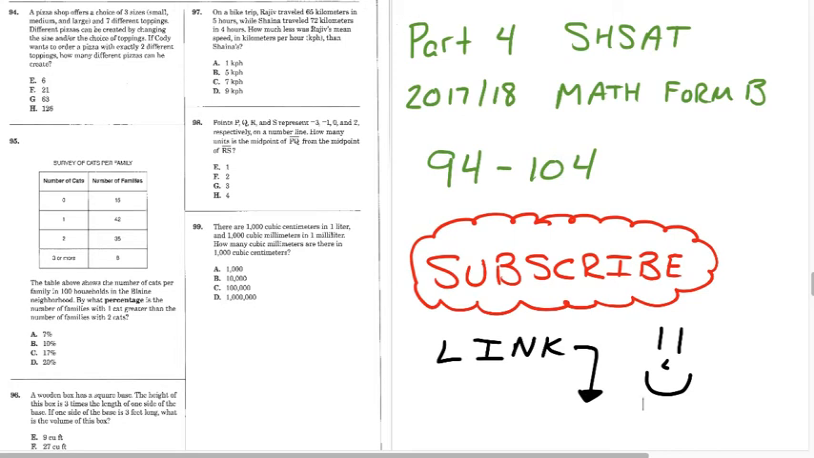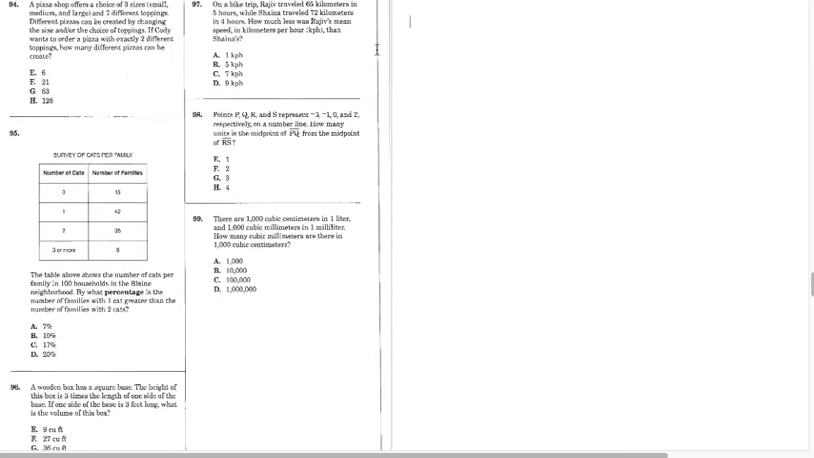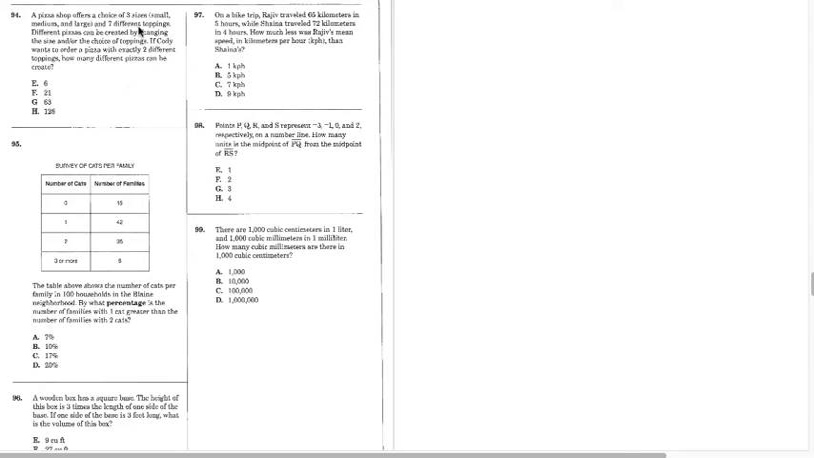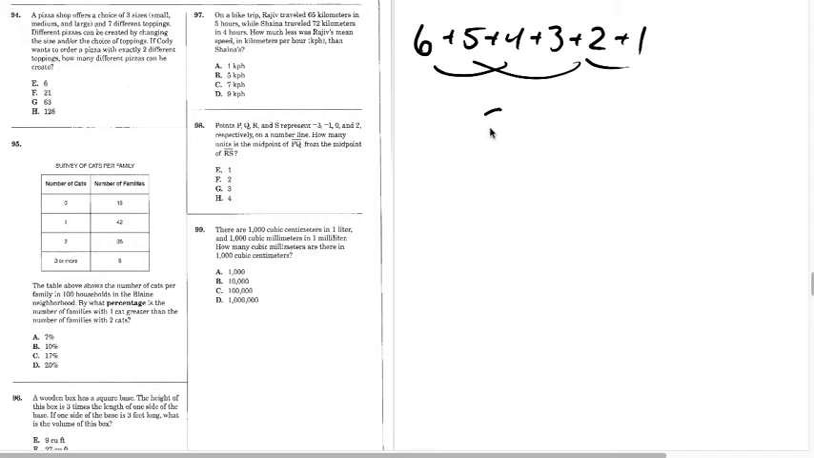Again, we're doing questions 94 through 104. Okay, 94. We have a pizza shop. We have 3 sizes, 7 different toppings. He's going to pick 2. So we have 6 plus 5 plus 4 plus 3 plus 2 plus 1. Just like always, that's going to be 21. And we have 3 pizzas, so that's going to give us 63 choices according to the law of addition. Or at least I call it the law of addition. I'm not sure what it's actually called.